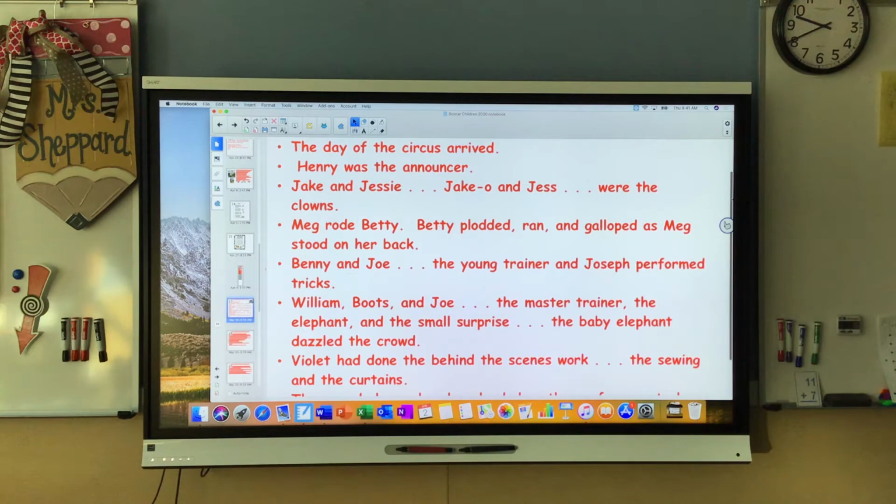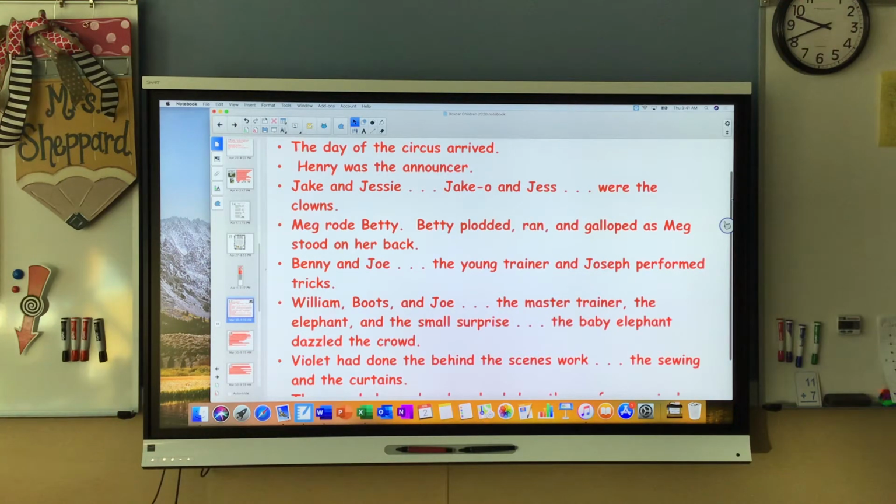Bullet 2, Henry was the announcer. And when I read Henry's voice, I read kind of like I was talking in a megaphone, and it sounded a little like this. If you went to a real circus, that's how the announcer would sound. They lots of times talk on one of those megaphones so their voice is really loud so everybody can hear.